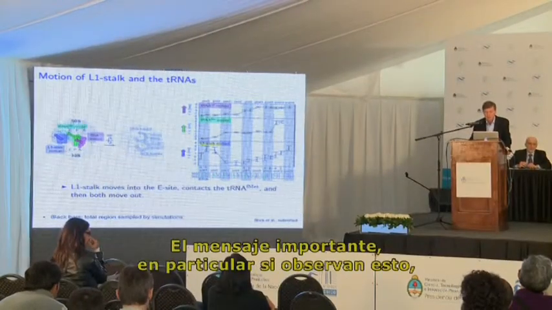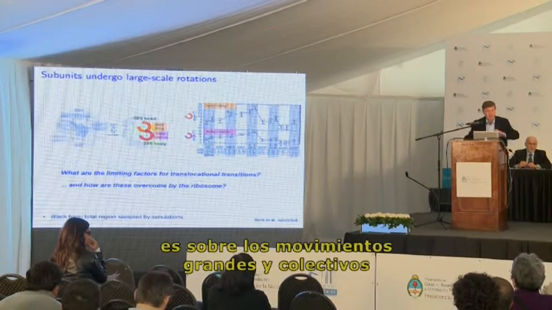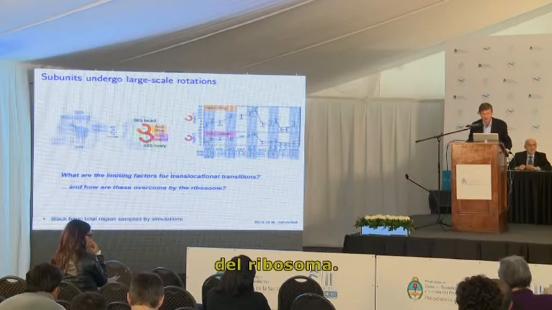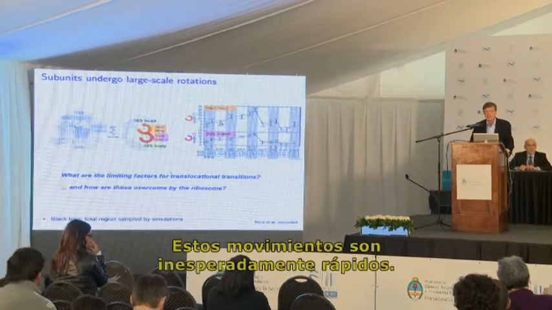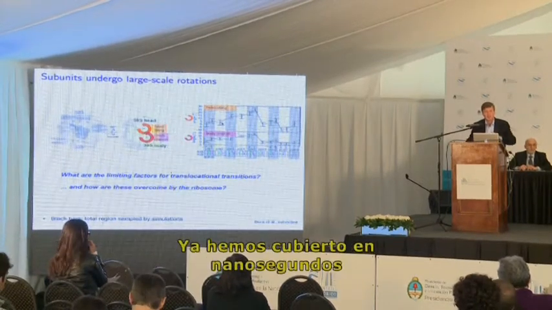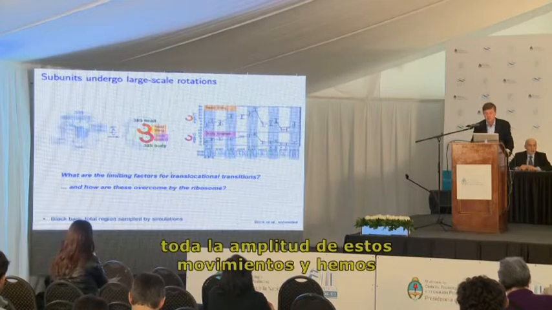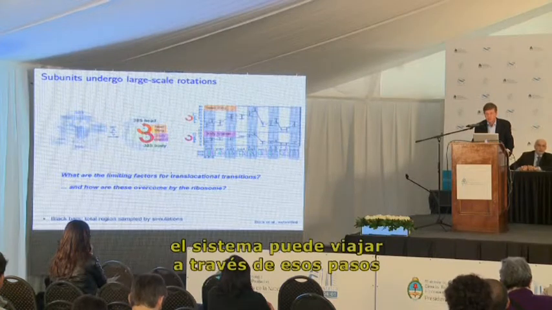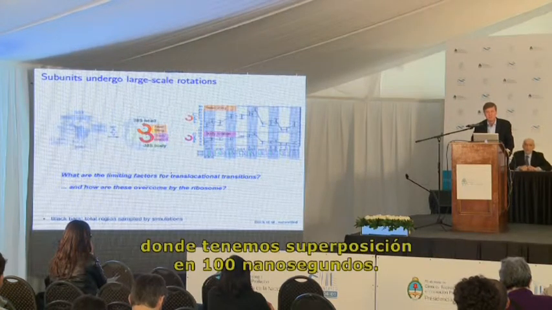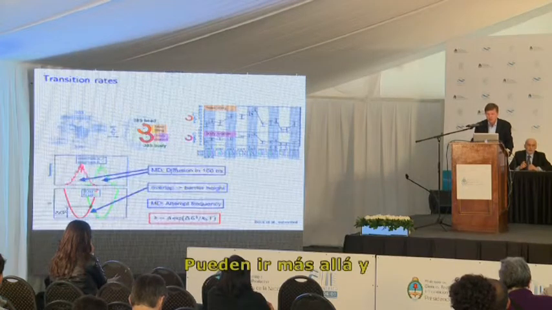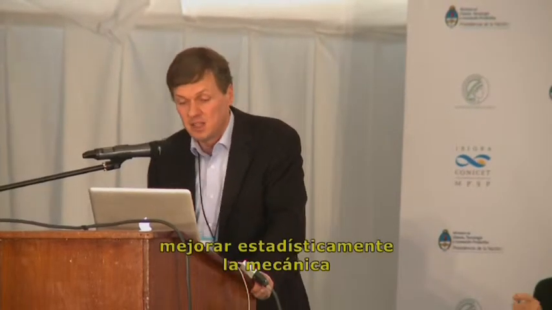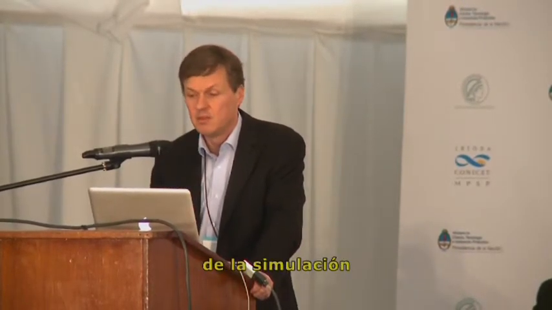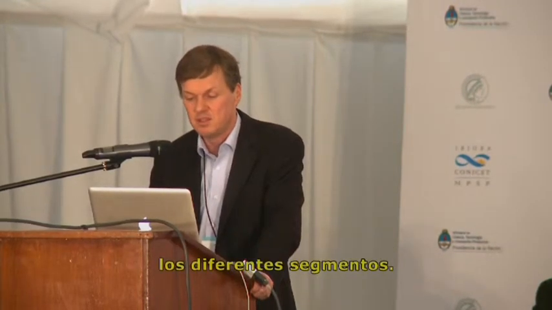And the important message, in particular if you look here at the large collective motions between the head and the body of the ribosome, is that these motions are unexpectedly fast. Already on nanoseconds, we have covered the full amplitude of these motions, and we have a big overlap between adjacent states of these motions, which means that the system can travel between those steps where we have overlap already within 100 nanoseconds. And you can go further and use enhanced statistical mechanics to estimate the rates from the simulation which correspond to these jumps between the different states, and we have done that.